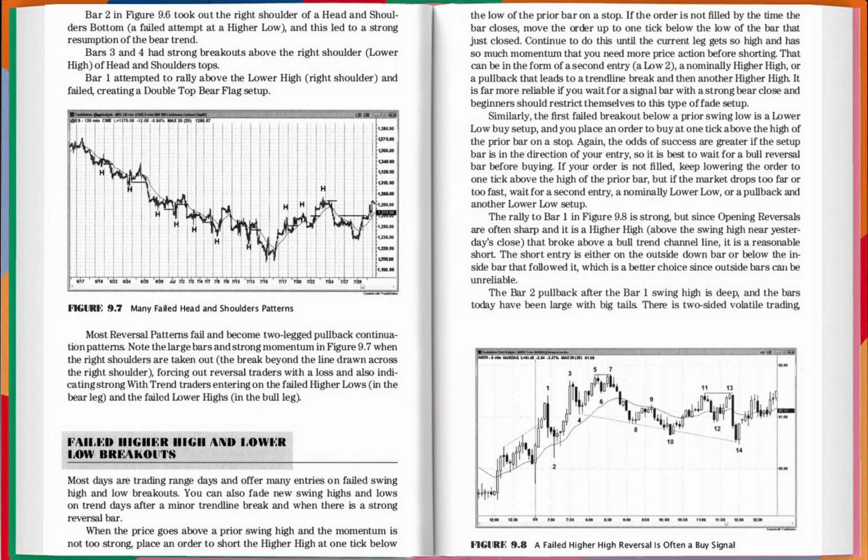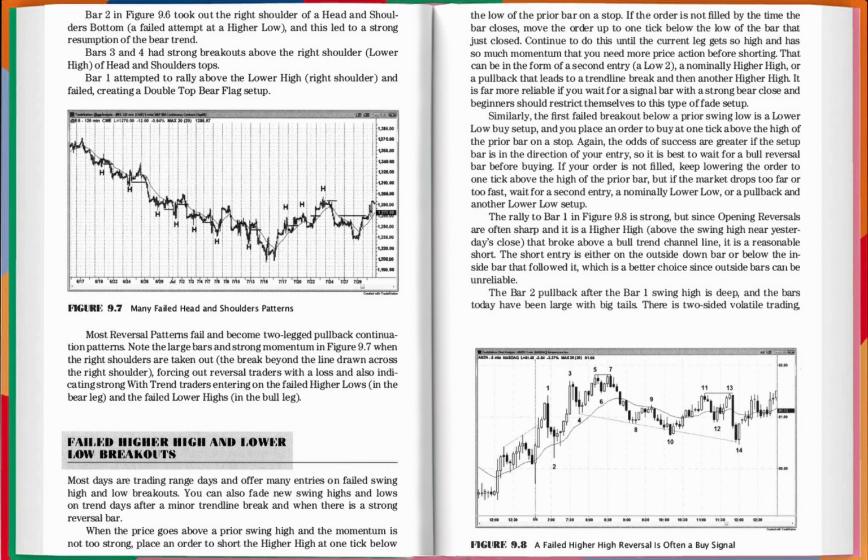The rally to bar 1 in figure 9.8 is strong, but since opening reversals are often sharp and it is a higher high above the swing high near yesterday's close that broke above a bull trend channel line, it is a reasonable short. The short entry is either on the outside down bar or below the inside bar that followed it, which is a better choice since outside bars can be unreliable.